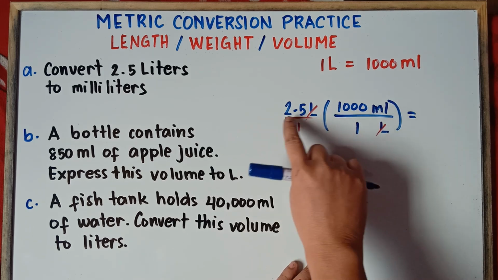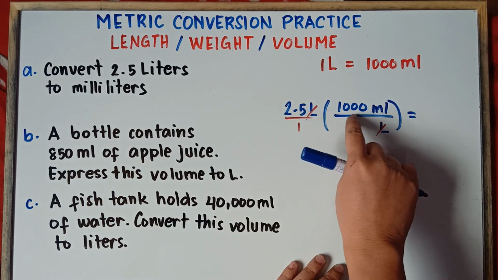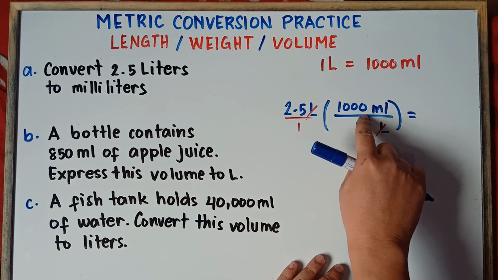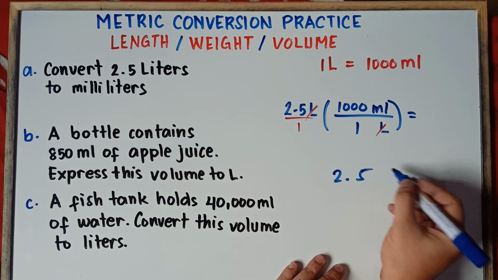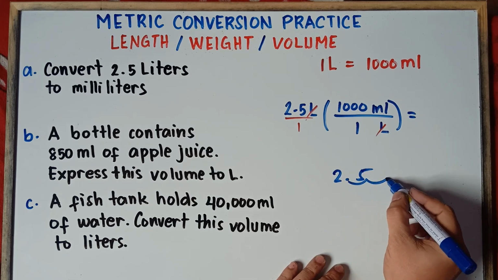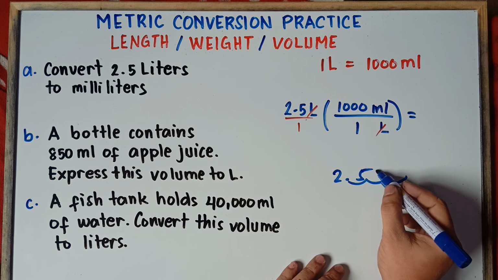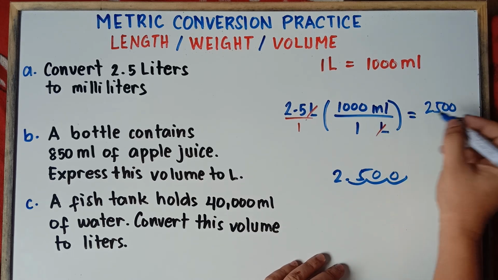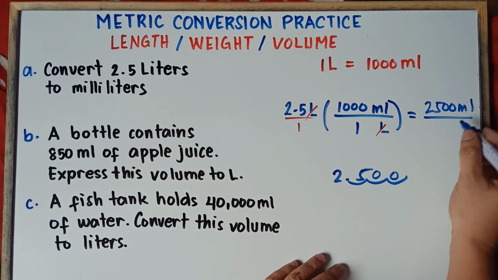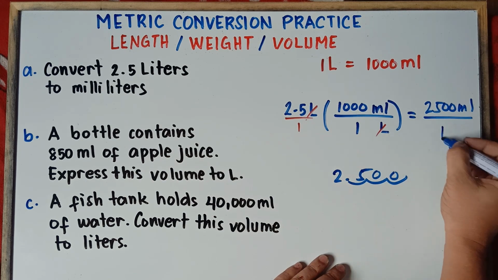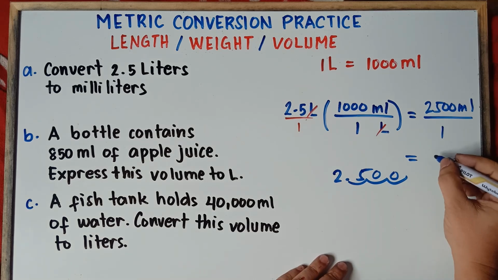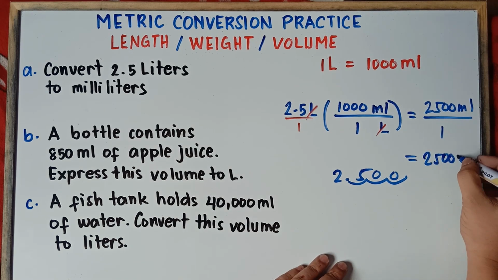And then simply multiply the numerators. 2.5 times 1,000. So if you're multiplying 1,000, count the number of zeros. Therefore, we need to move 3 units going to the right. So 1, 2, 3. So therefore, we need to add 2 zeros. So the answer is 2,500 milliliter. Alright, and then the denominator, 1 times 1, that's 1. So 2,500 milliliter divided by 1, the answer is 2,500 milliliter.